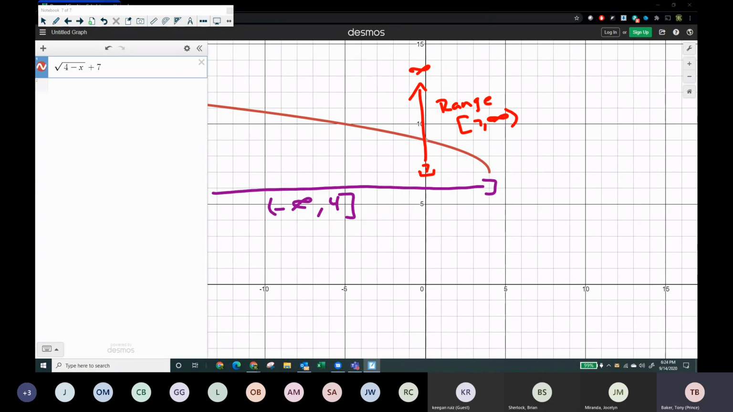So when I'm doing the inverse of it, the range and the domain switch. So this, my range of this function, now becomes my domain of my inverse function, because the inverse function switches the x and the y. So it switches the range and the domain. Does that make sense now?